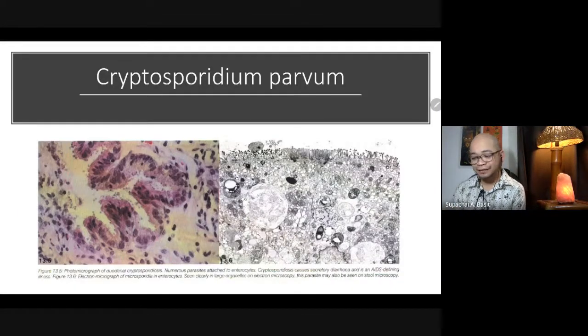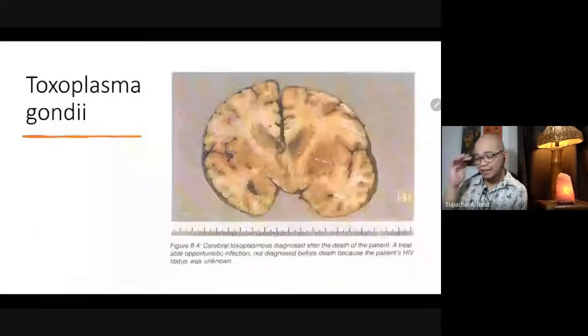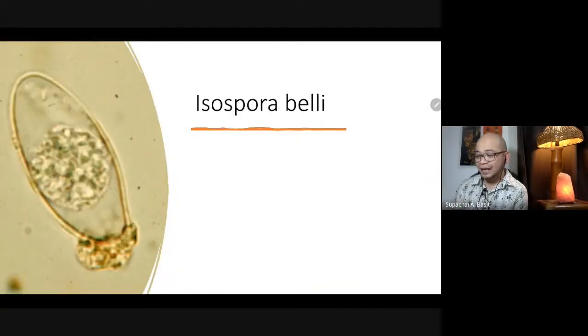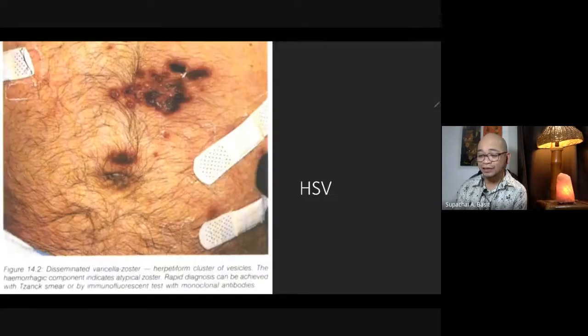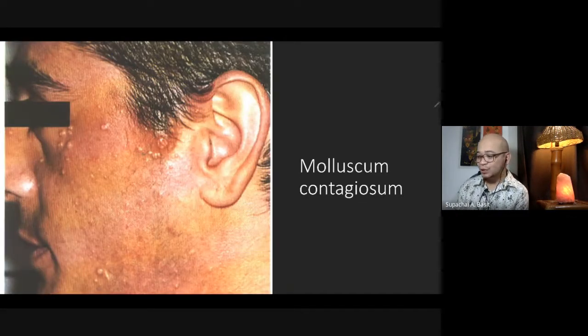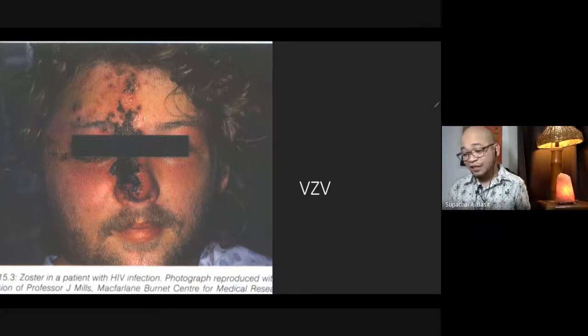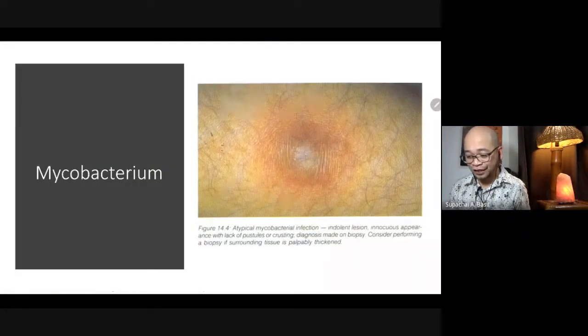So let me run through to you some of the illustration. Cryptosporidium parvum, which can cause diarrhea. Then here is a brain that is affected by Toxoplasma gondii. Isospora belli may cause diarrhea. Then this one is another. The colon here is affected with cytomegalovirus. Then this is a viral infection. Varicella zoster, herpes simplex virus. Molluscum contagiosum is another viral infection. This one is shingles, a latent infection of chickenpox, but it could be opportunistic for HIV.